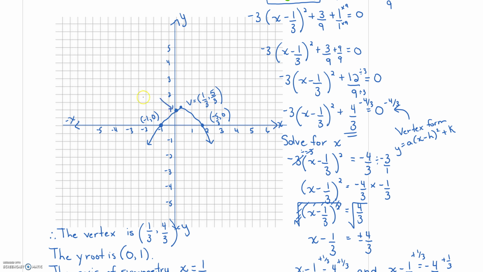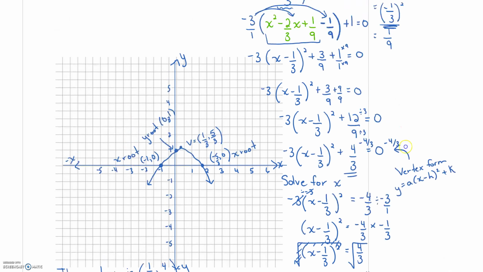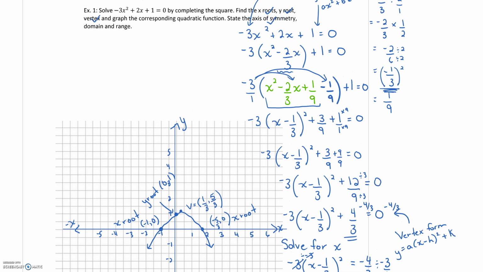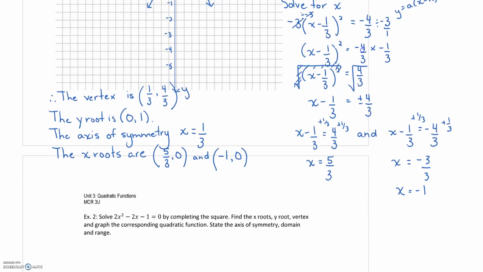So don't forget to label your y root, which is 0, 1. So the graph is kind of messy, okay, but it is what it is when you have to label all this work on your graph. Don't forget to label what it is as well. Okay, so there's an x root and there's an x root as well. There's plenty of room to be able to organize your work properly. So let's make sure that we have all the information. I checked off x root, y root, vertex. We did the graph. We stated the axis of symmetry. Now it's just domain and range.